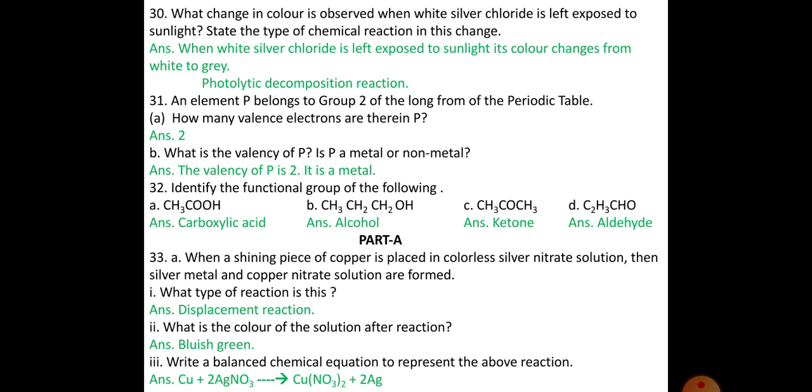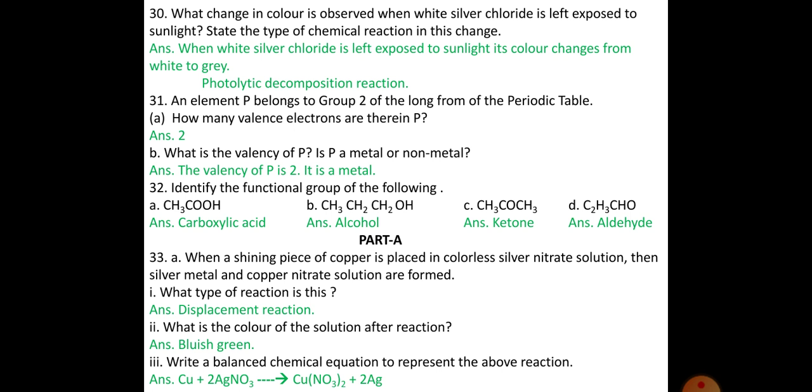An element P belongs to group 2 of the long form of periodic table. How many valence electrons are there in P? That will be 2 because it belongs to group 2. What is the valency of P? Is P a metal or a non-metal? The valency of P is 2 and it is a metal.